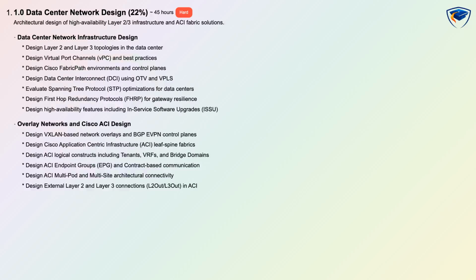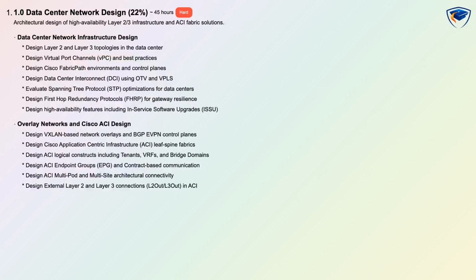This domain is all about designing high-availability Layer 2/3 infrastructure and ACI fabric solutions. You'll learn how to design Layer 2 and Layer 3 topologies in the data center, including virtual port channels and best practices for design. You'll also learn how to design Cisco FabricPath environments and control planes, as well as data center interconnect using OTV and VPLS.